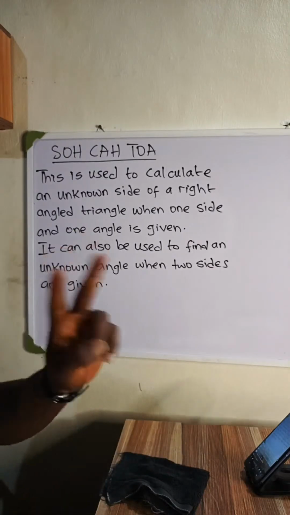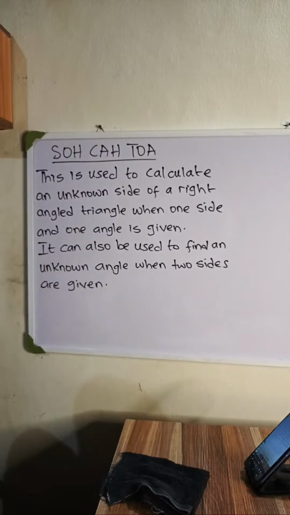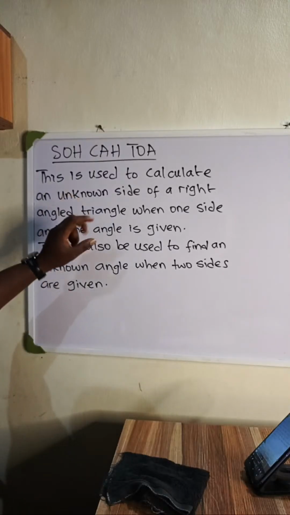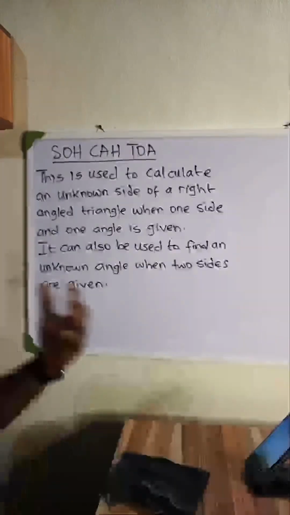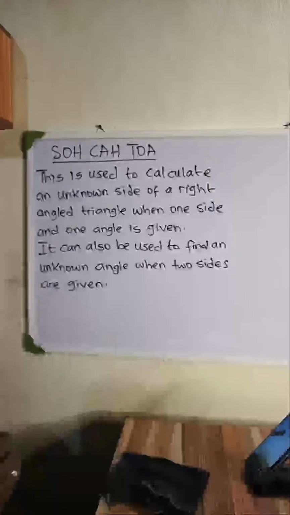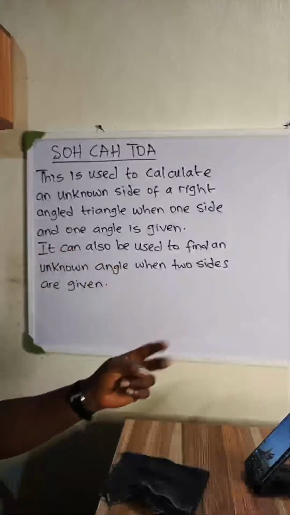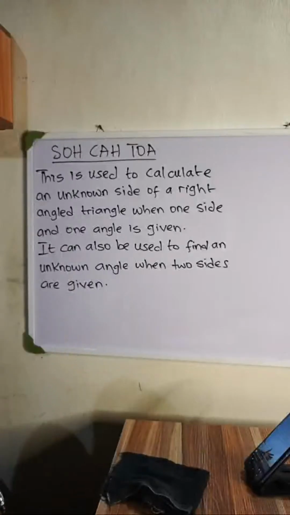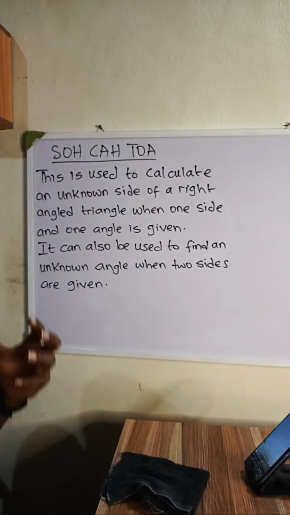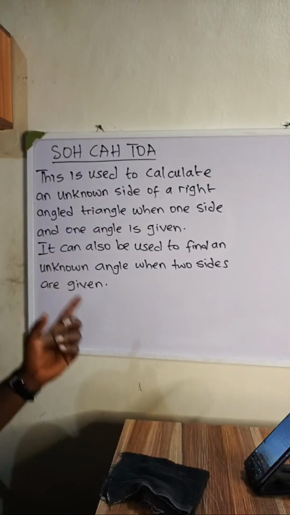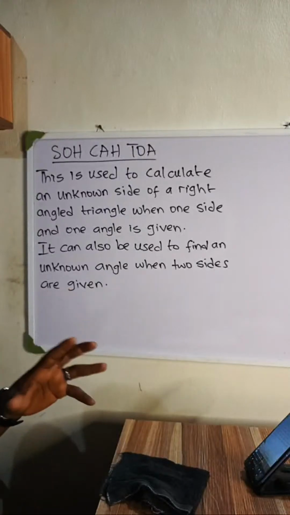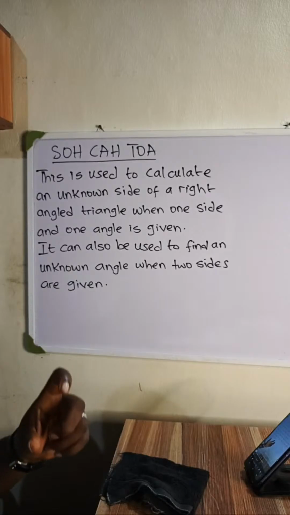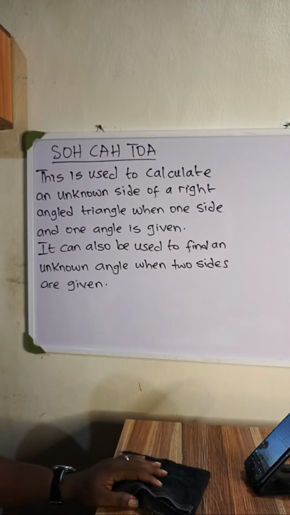Okay. So two situations where we can use Sohcahtoh: when you are given one side and one angle, and you're expected to find the other side. Also, when you are given two sides and you're expected to find an angle. So these two situations can only be solved using Sohcahtoh. You cannot solve this using Pythagoras theorem. So whenever you have a problem on trigonometry that involves an angle, then you cannot use Pythagoras theorem.